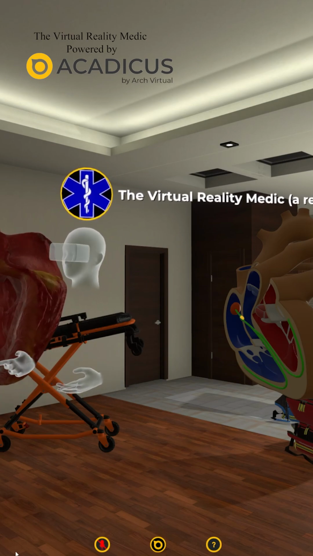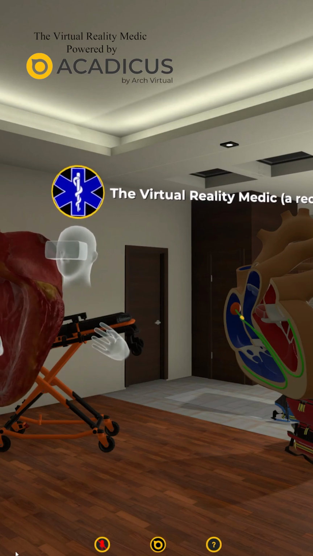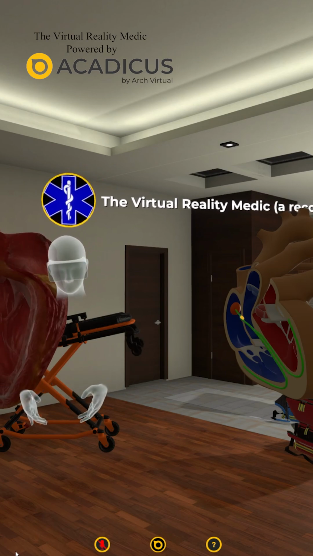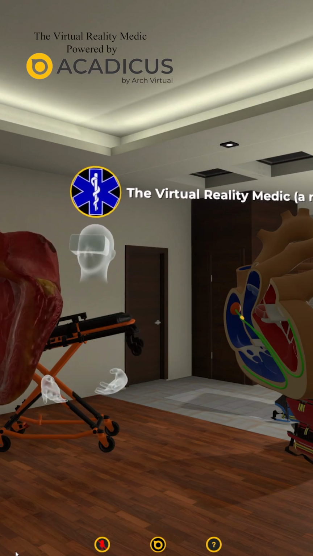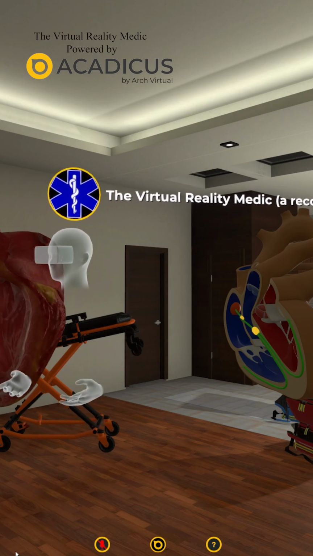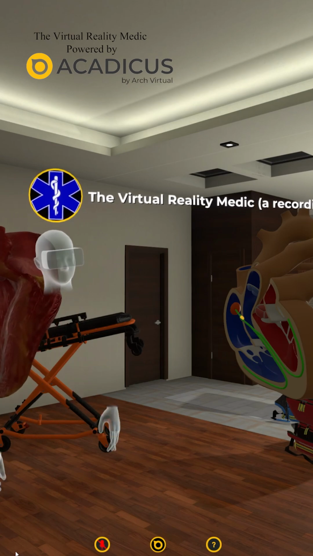You know, one of the things that my students always said they had a tough time understanding was nodal blocks, right? So, how does it look on the ECG? Why does it happen like that? What's going on? Help us out, virtual reality medic.